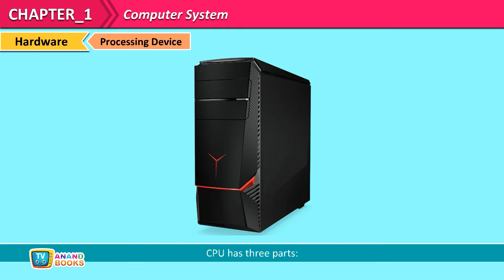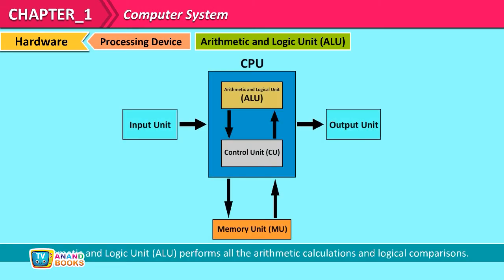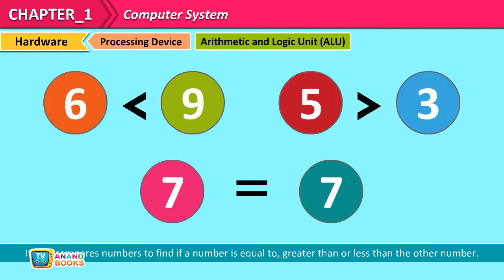CPU has three parts. Arithmetic and Logic Unit, ALU. The Arithmetic and Logic Unit, ALU, performs all the arithmetic calculations and logical comparisons. It adds, subtracts, multiplies, and divides numbers. It also compares numbers to find if a number is equal to, greater than, or less than the other number.